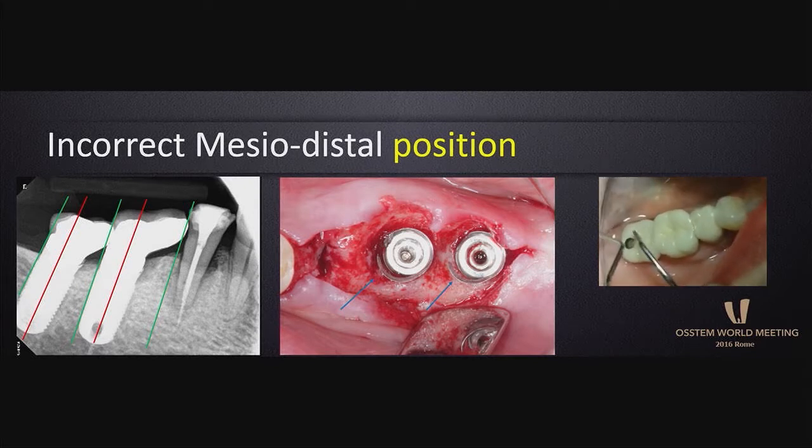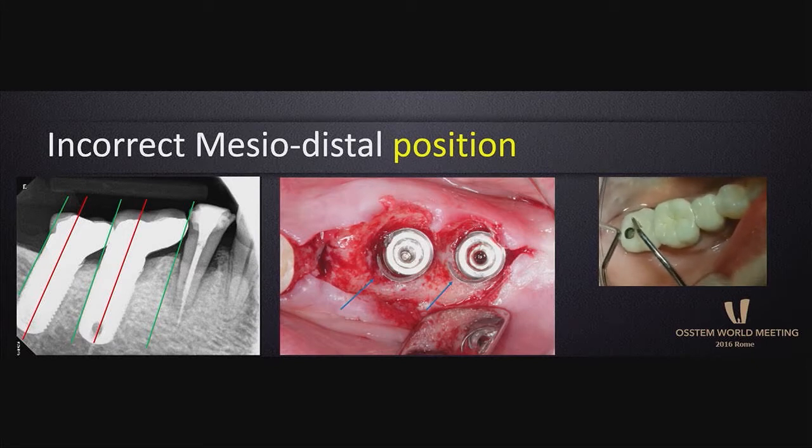If we look at the mesial-distal implant position again, you can see that this implant is placed too far distally and is off the axis of the occlusal loading, causing biomechanical failure.